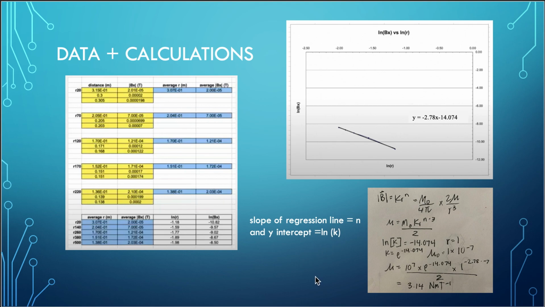And then using the distance-dependent formula, which is right here, and the dipole equation, we set them equal to each other, and from there we're able to solve for mu, which is the magnetic dipole, and my calculations are shown right here. So the magnetic dipole, or mu, was calculated to be 3.14.